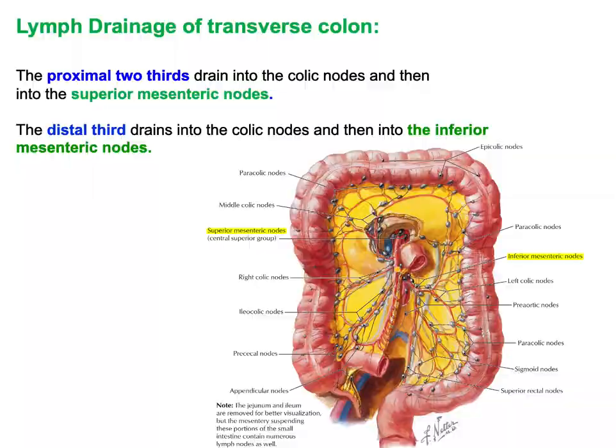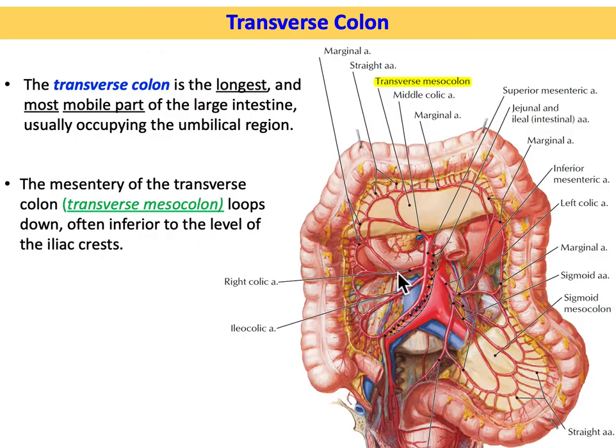So back to the transverse colon now. Because it's better to study, let me change the color, to study the cecum and ascending colon, then shift to the descending colon and cover the blood supply of both of them. And so the ascending colon, as I mentioned, the blood supply comes from ileocolic and right colic, from the superior mesenteric, while the descending colon, the blood supply comes from the inferior mesenteric through the left colic and sigmoidal.